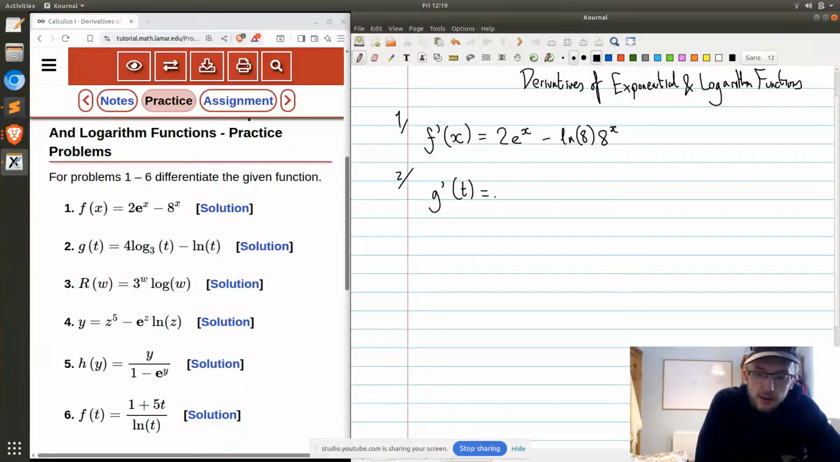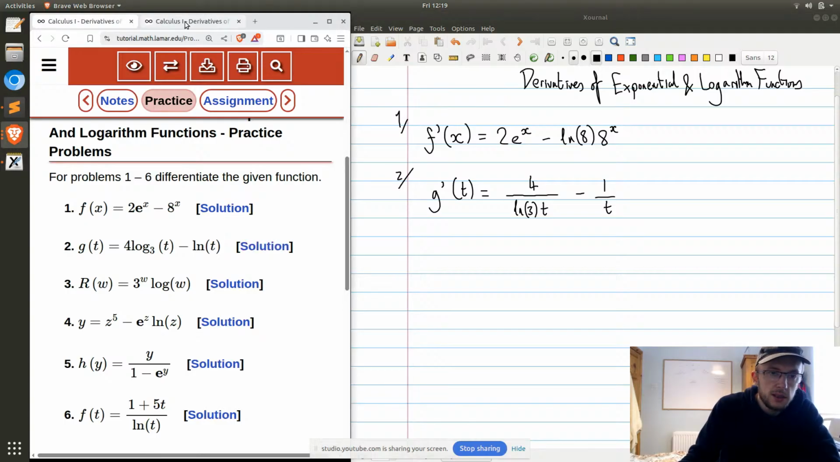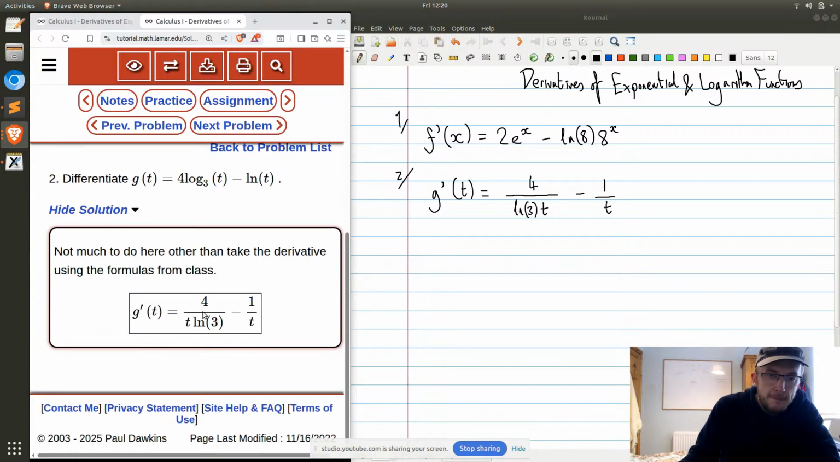d by dx of ln x is 1 over x. d by dx of log base a of x is 1 over ln a, all times x. So this one here should be that, and this should be that, logically. And that's okay. That's good.